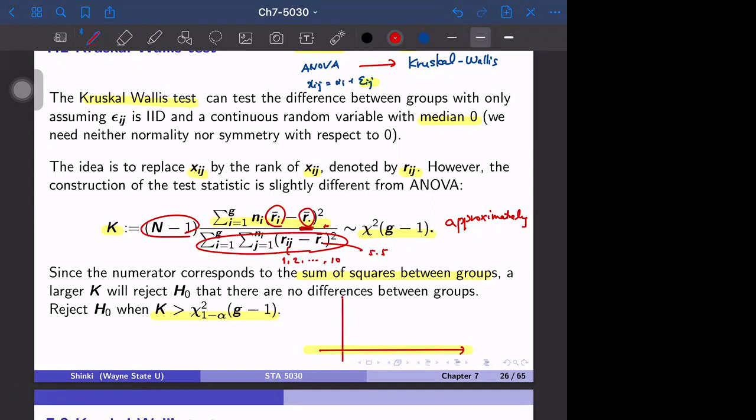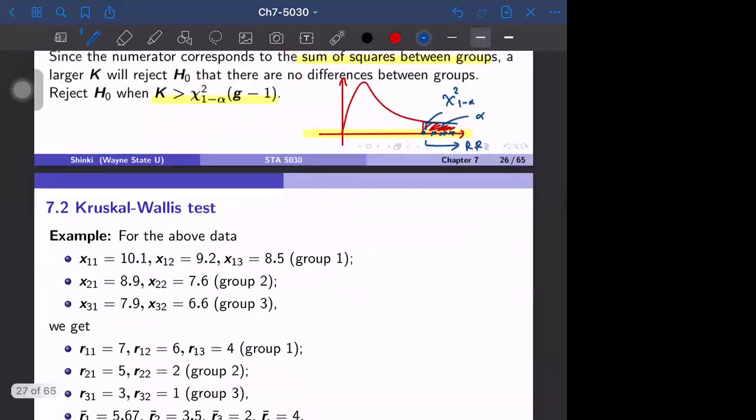If the chi-square distribution looks like this, then we reject if the chi-square value is large enough. A large chi-square value is the rejection region. The threshold is the chi-square quantile at 1 minus alpha, so this is area alpha. So this is how to do the Kruskal-Wallis test.